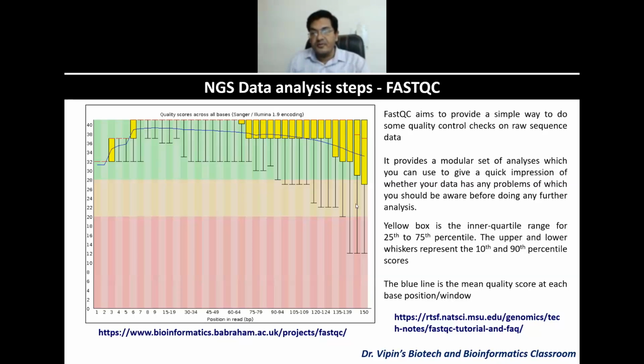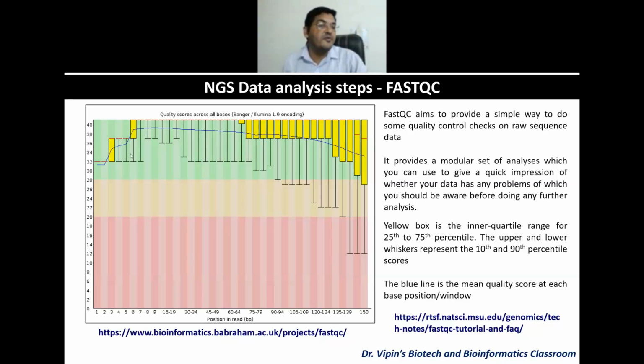If you have seen my videos on R, you would know that the box plot is basically a 5-point summary of your data. It tells you the distribution of data in terms of the first quartile, the second quartile, the third quartile, and then the interquartile range, and then the maximum, minimum and the outliers. So FastQC aims to provide a simple way to do some quality control checks on raw sequence data. It provides a modular set of analyses which you can use to give a quick impression of whether your data has any problems of which you should be aware before doing any further analysis.